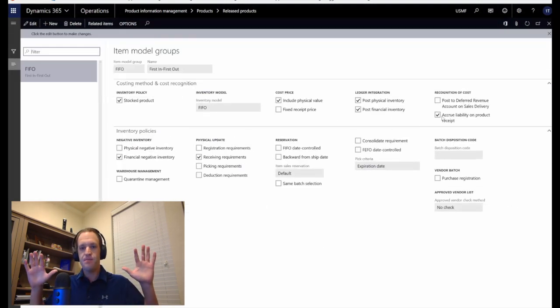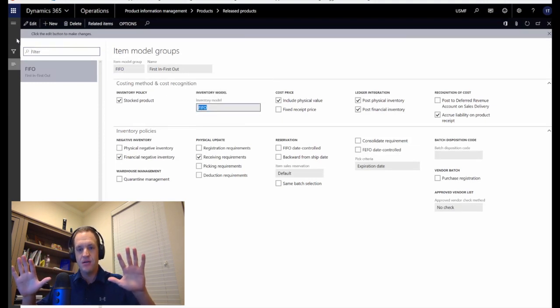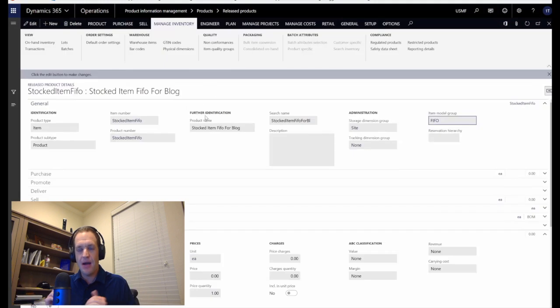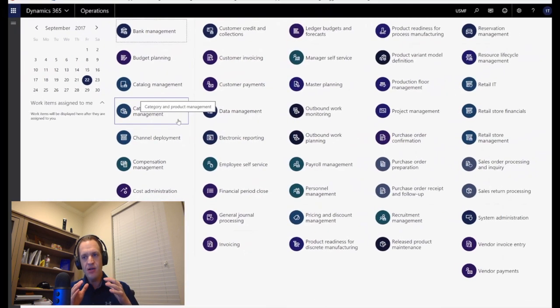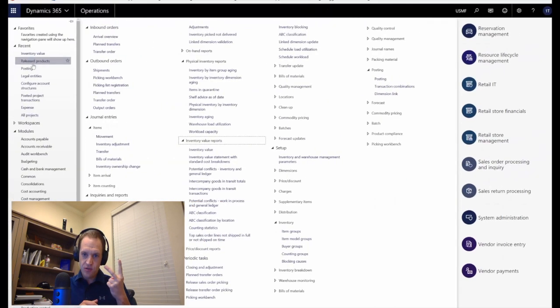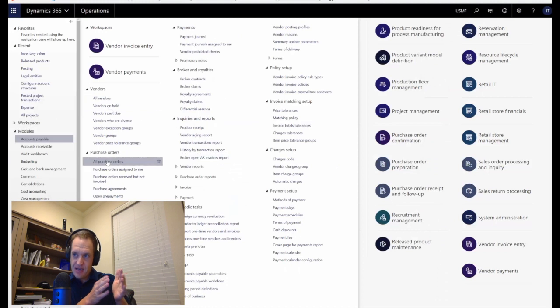And full disclaimer, people, please, please, please don't use allow physical negative inventory. It just leads to bad things, all right? I could do a whole episode on that, but if you can notice here, it doesn't have a single inventory transaction on it. So every inventory transaction has 2 transactions, a physical and a financial.